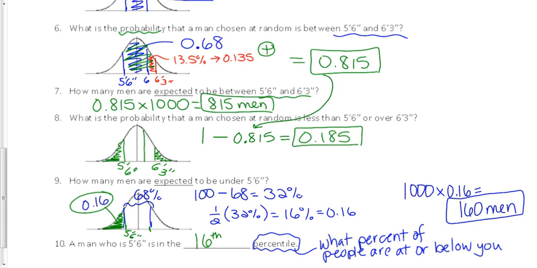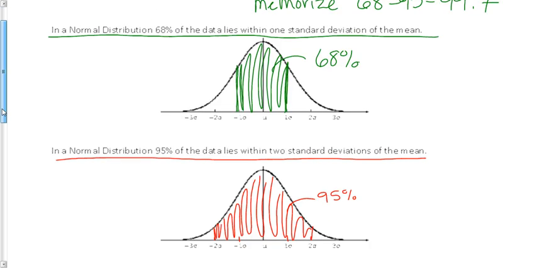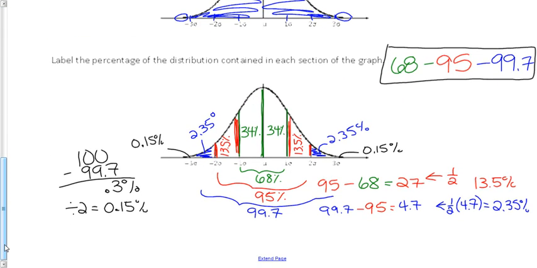Okay, so we need to memorize this 68, 95, 99.7% rule, and we need to be able to go back to what we had down here and break apart and realize how big each of these percents were. So you either have to have them memorized or you have to be able to figure them out quickly by doing addition, subtraction, and division.